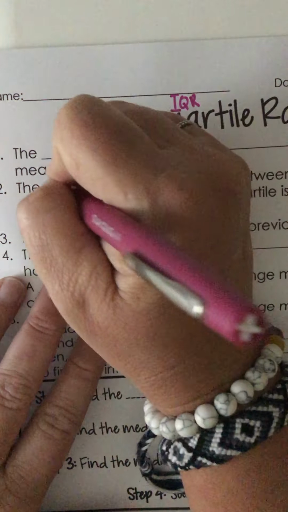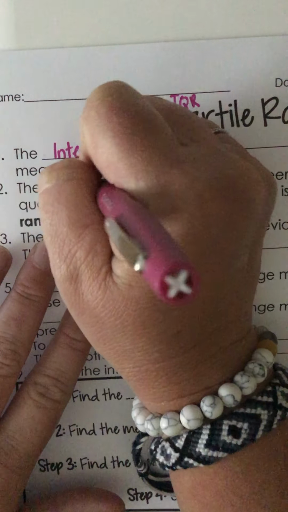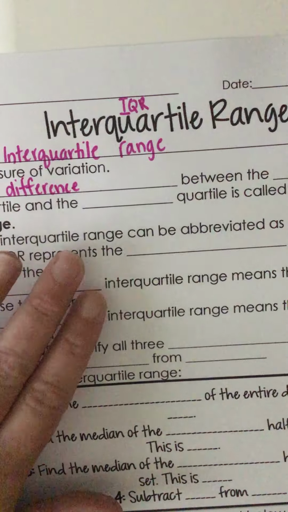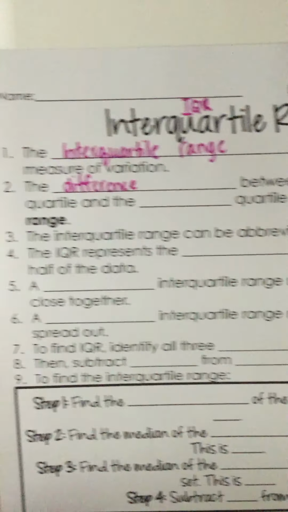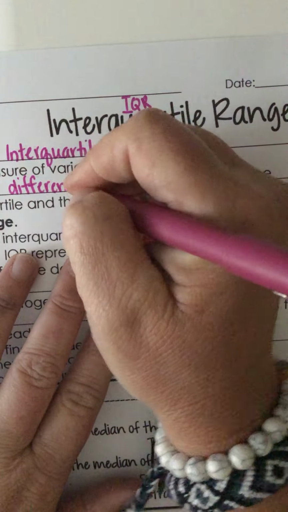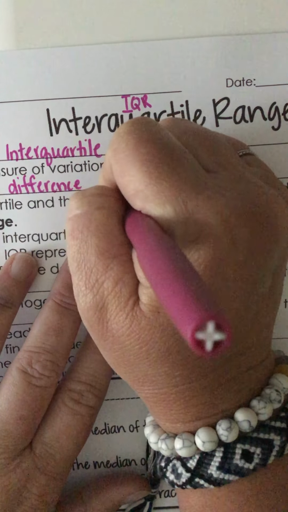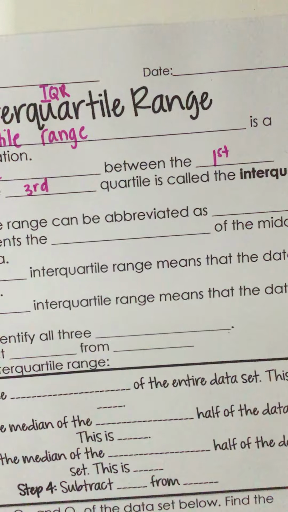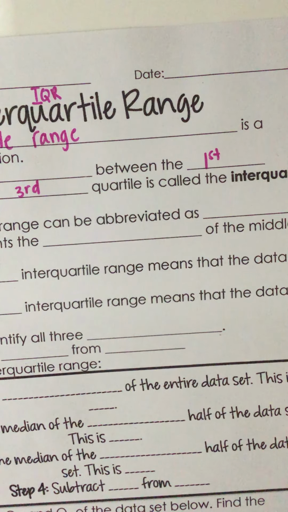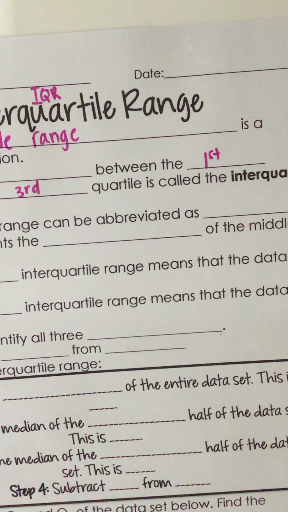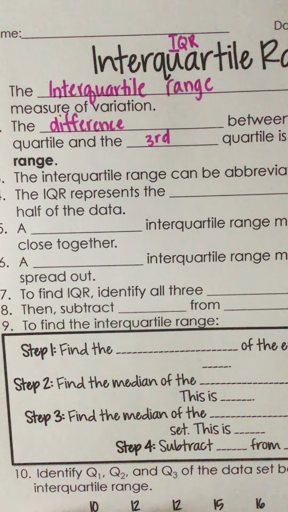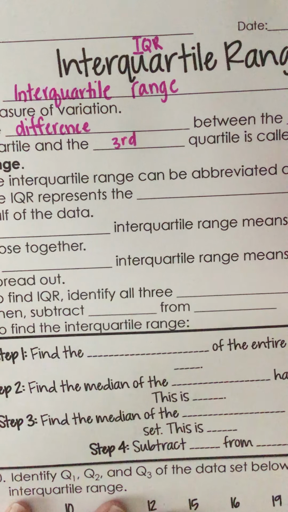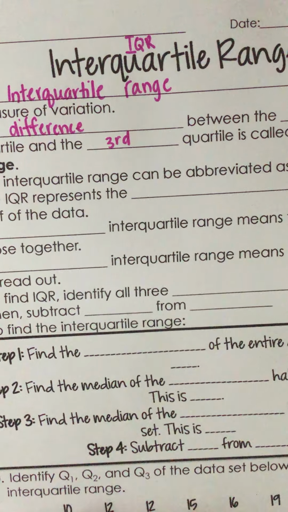Number 2, it says the difference between the first quartile and the third quartile is called the interquartile range. And when we go over our example, you'll realize what the first quartile is and the third quartile is. Number 3, it says the interquartile range can be abbreviated as IQR.